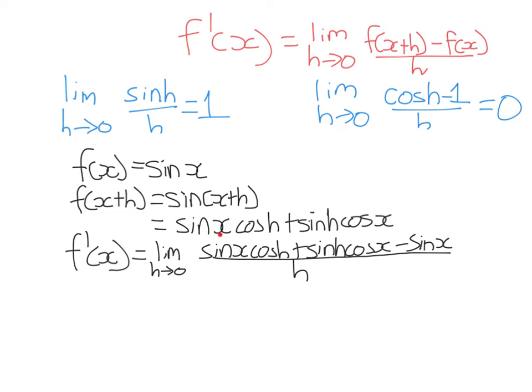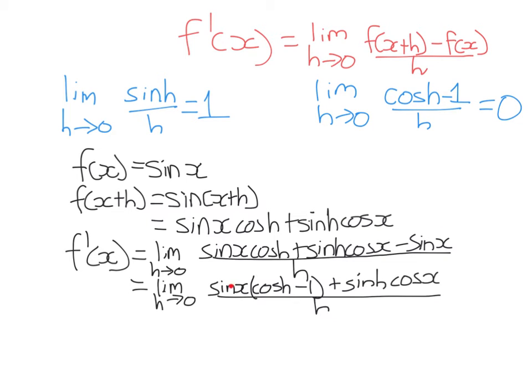Now note that this first term here and this term here both have a common factor of sine x. So I can factorize this term and this term. So if I expand sine x of this, I get sine x cos h minus sine x. So I've just put this term and this term together, and then I've put the other term over here. So to evaluate this limit, I can split the limit up into two fractions and then take the limit of this fraction, take the limit of this fraction, and then add them together.